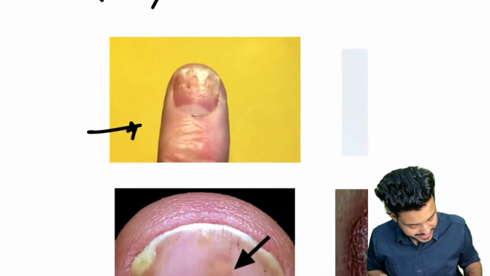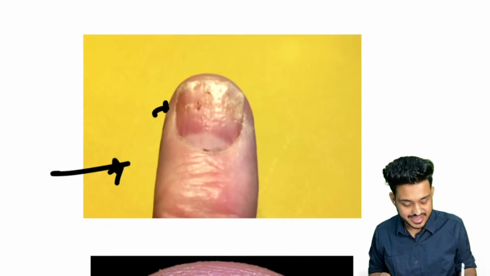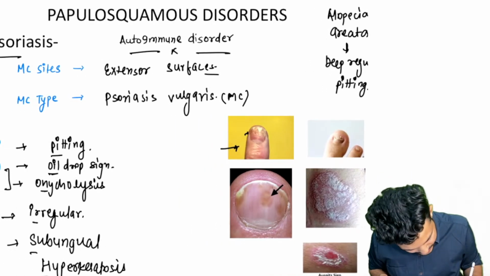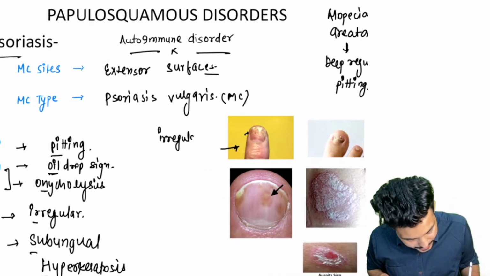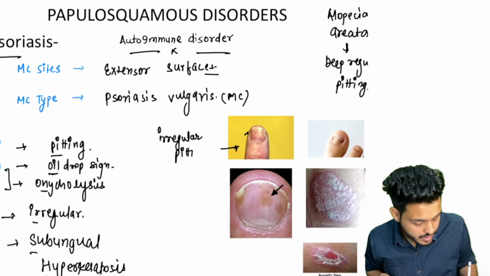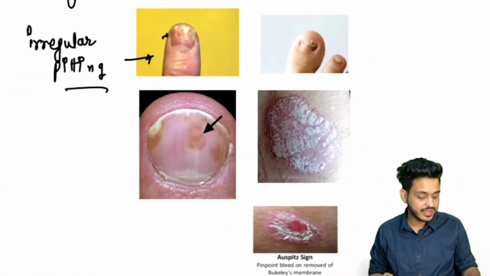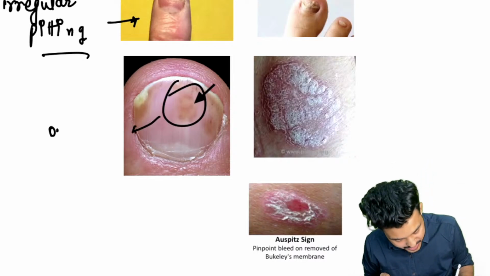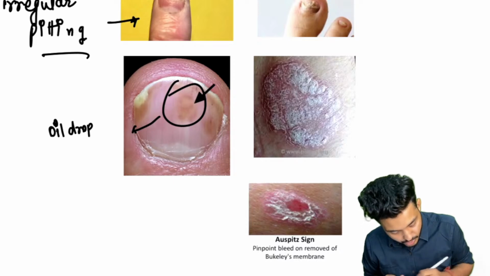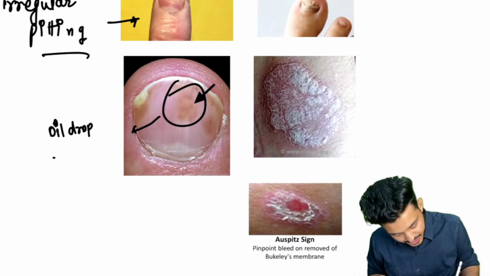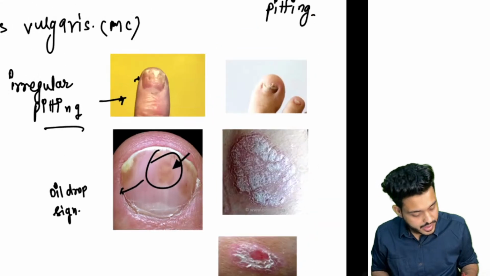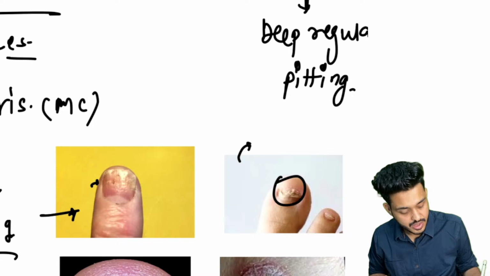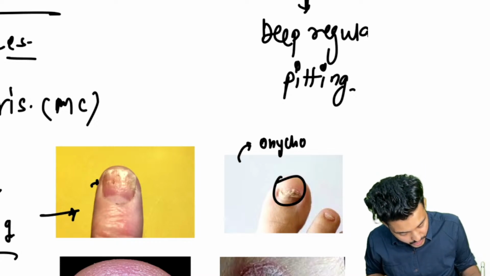This one is your pitting. Look here, guys, this is the nail, and you can see there is irregular pitting. Okay, irregular pitting हो रहा है यहाँ पर. So this is irregular pitting, first thing. Second thing, we have already seen this one. This one is your oil drop sign. Okay, here there is damage in the nails. That is what is known as onycholysis.